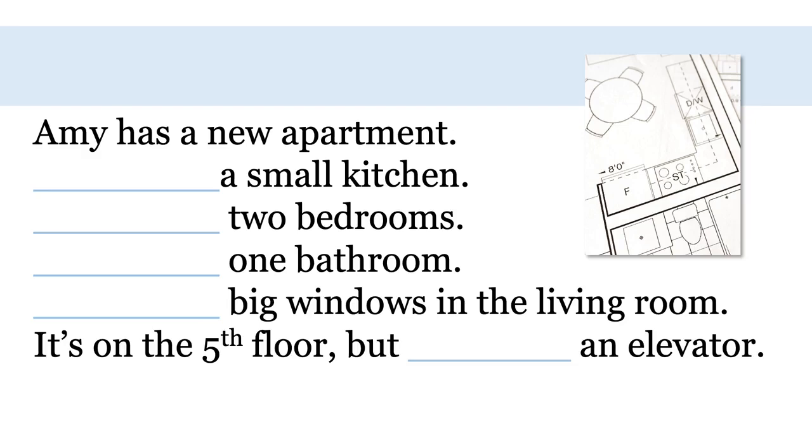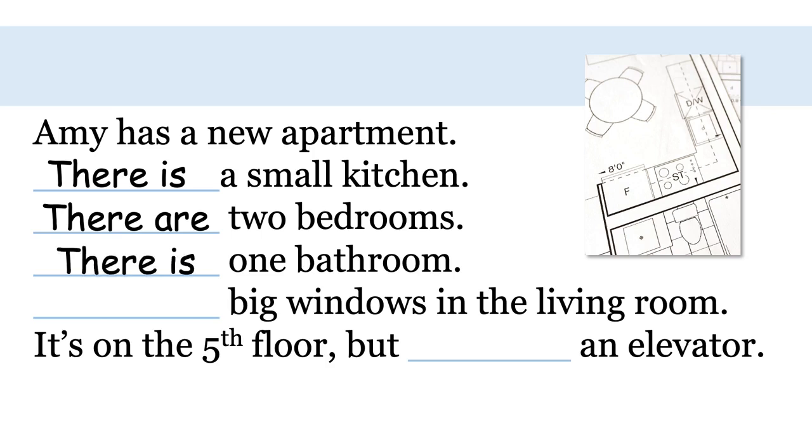Ready? Okay, let's look at the answers. Amy has a new apartment. There is a small kitchen. There are 2 bedrooms. There is 1 bathroom. There are big windows in the living room. It's on the 5th floor, but there is an elevator. Okay?